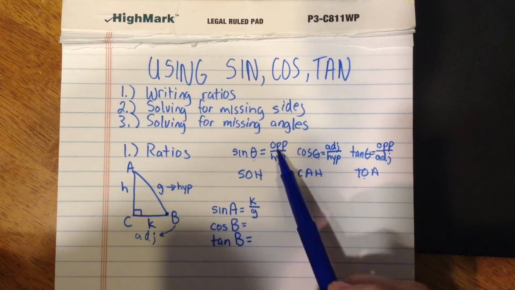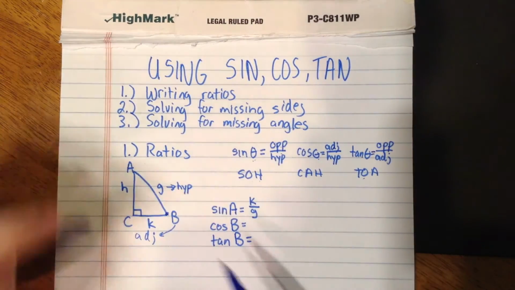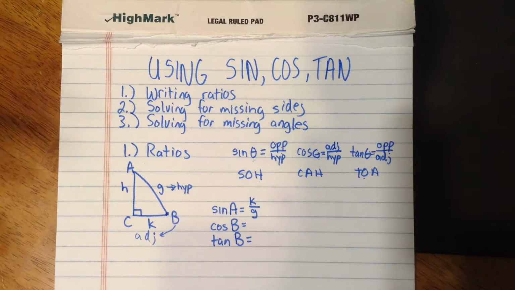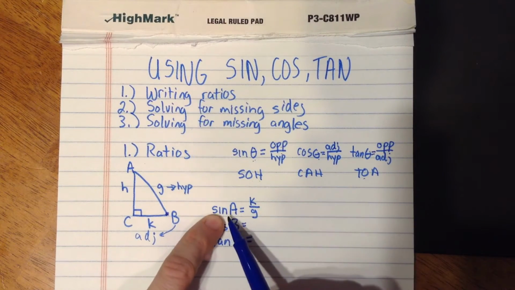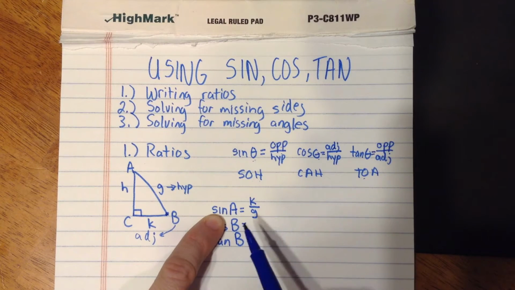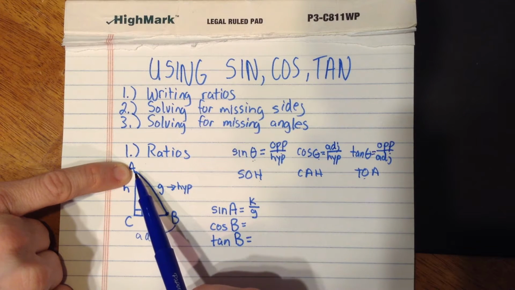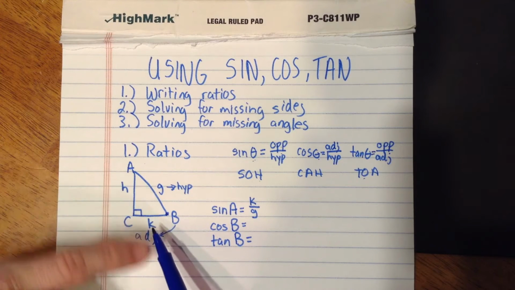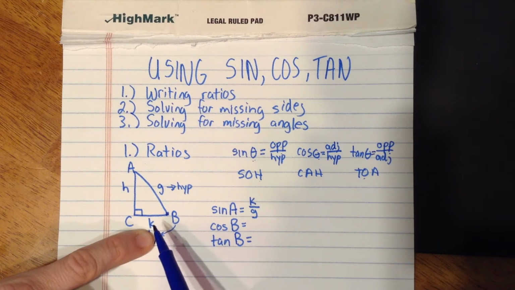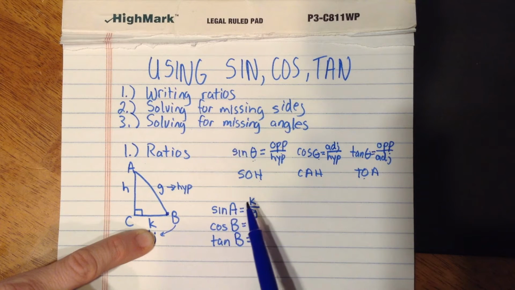So these opposite and adjacent sides can change depending on if I'm looking at angle A or angle B, but the hypotenuse will always be across from the right angle. So the side that's not touching the right angle is your hypotenuse. Now the opposite can be a little trickier. I did sine first. That's going to be opposite over hypotenuse. According to angle A, which is right here, the opposite side will be the side that is furthest from A. And the furthest side from A is going to be K. So for angle A, K is the opposite side. So sine would be K over G, or opposite over hypotenuse.